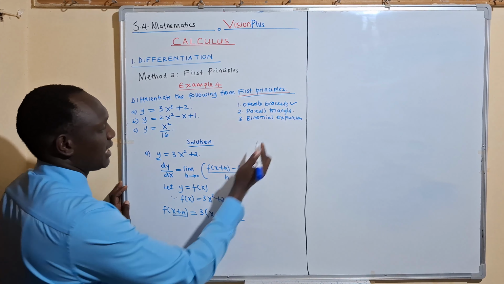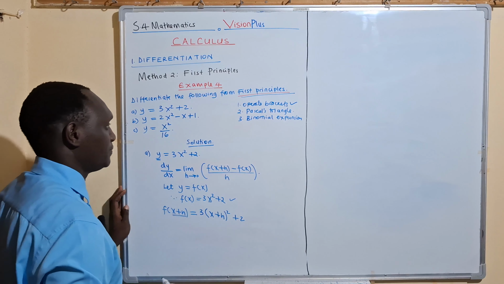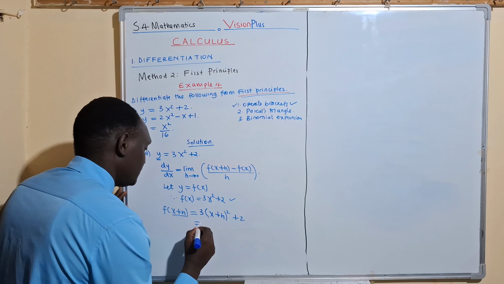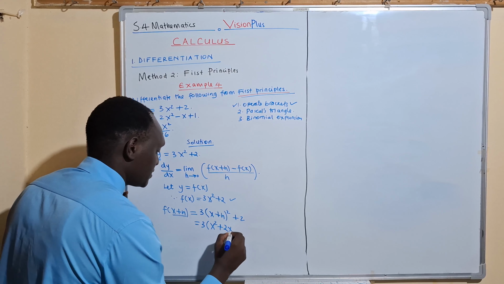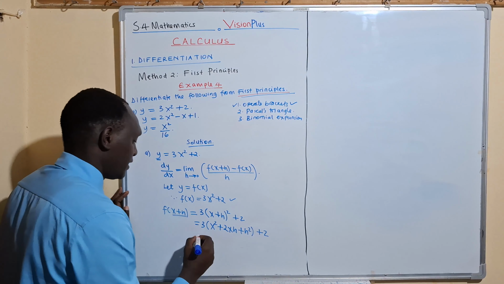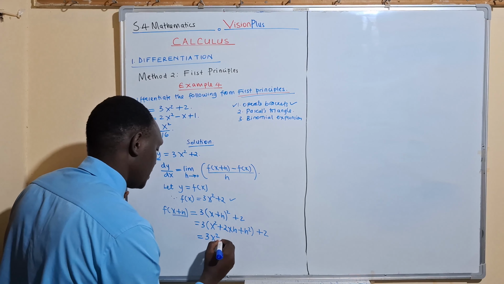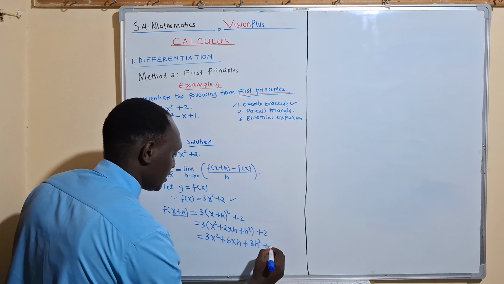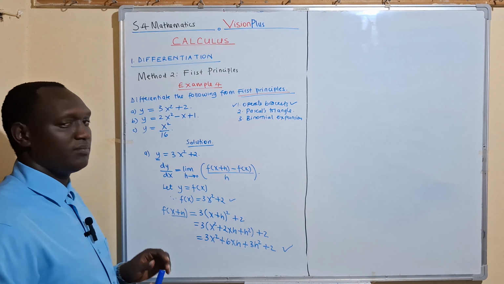And then we expand either by operation of brackets, by Pascal's triangle, or by manual expansion. They give us the same answers, but we are using operation of brackets. So here we shall have 3 into, if we square this, x squared plus 2xh plus h squared, and then plus 2. Let us open the bracket by multiplying all the terms by 3, giving us 3x squared plus 6xh plus 3h squared plus 2. So now we have the expression for the function f of x plus h.